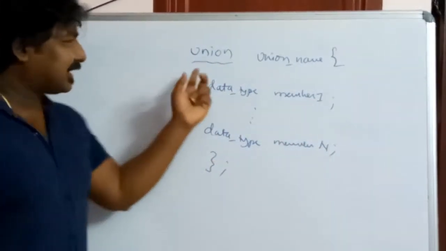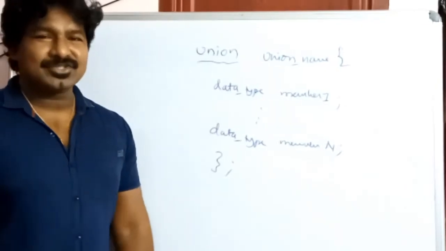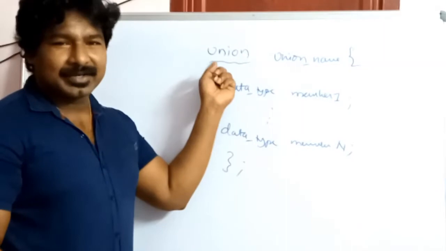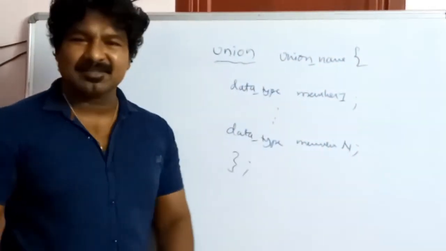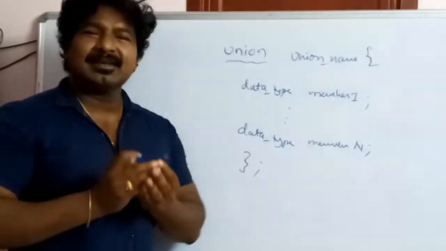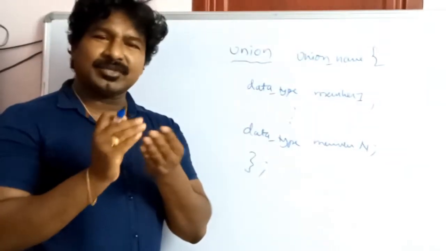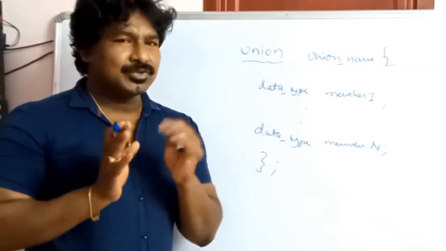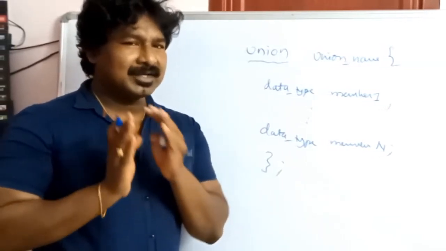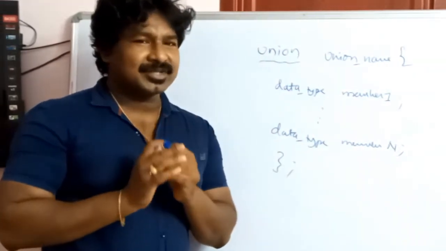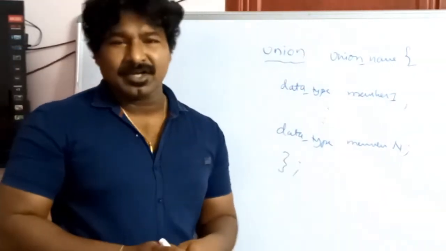Okay friends, so you can see that this is almost similar to the structure. So what is the difference? Instead of struct we are using union, and the remaining parts are similar to the structure. But that is not all about union. The significant difference between a structure and a union comes when you create the variables for these unions and structures. That gives you the difference between both.